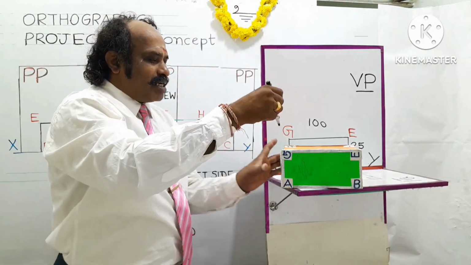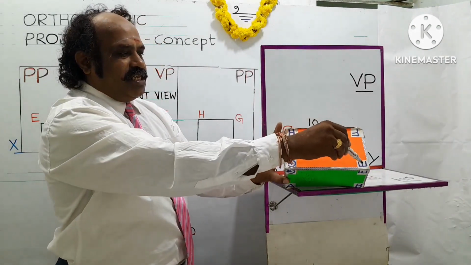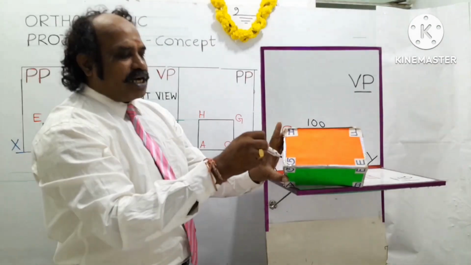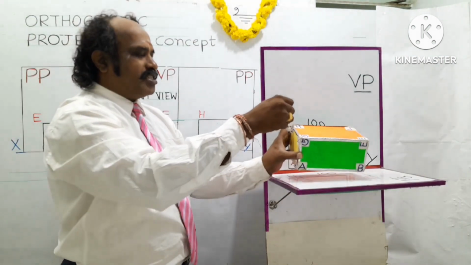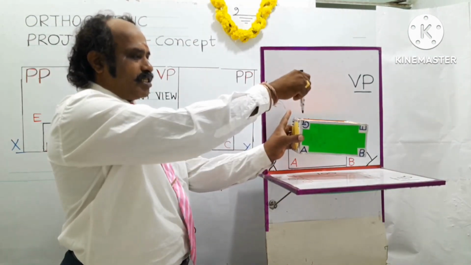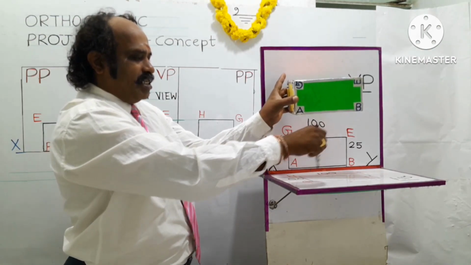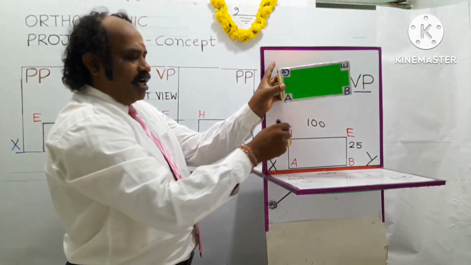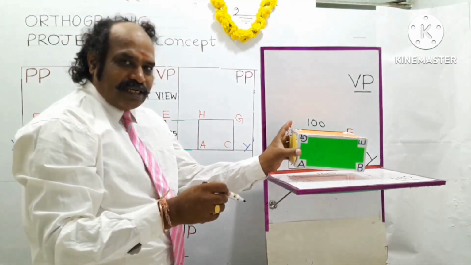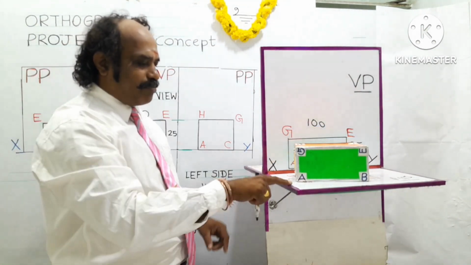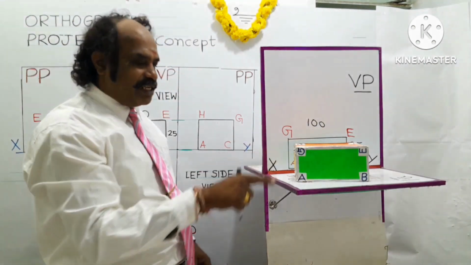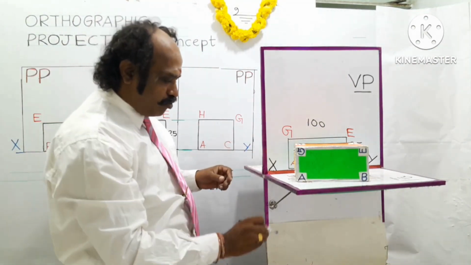The corners are marked as G, E, F, H. All four corners will be visible to the observer looking from the top. The corners are projected on the horizontal plane, marked as G, E, F, H. After projecting on the horizontal plane, as per the concept of orthographic projection, the HP, this horizontal plane, is to be rotated clockwise 90 degrees. Clockwise means it will come downward.